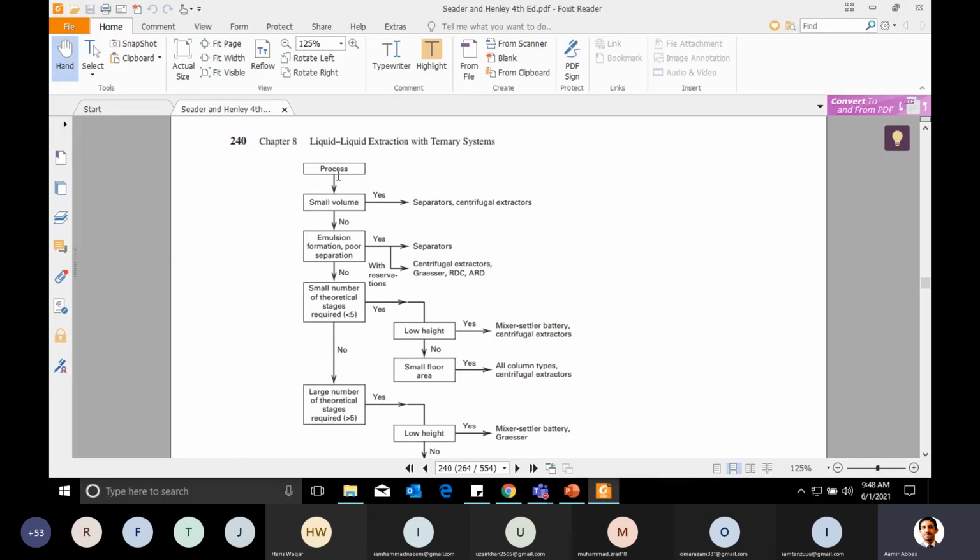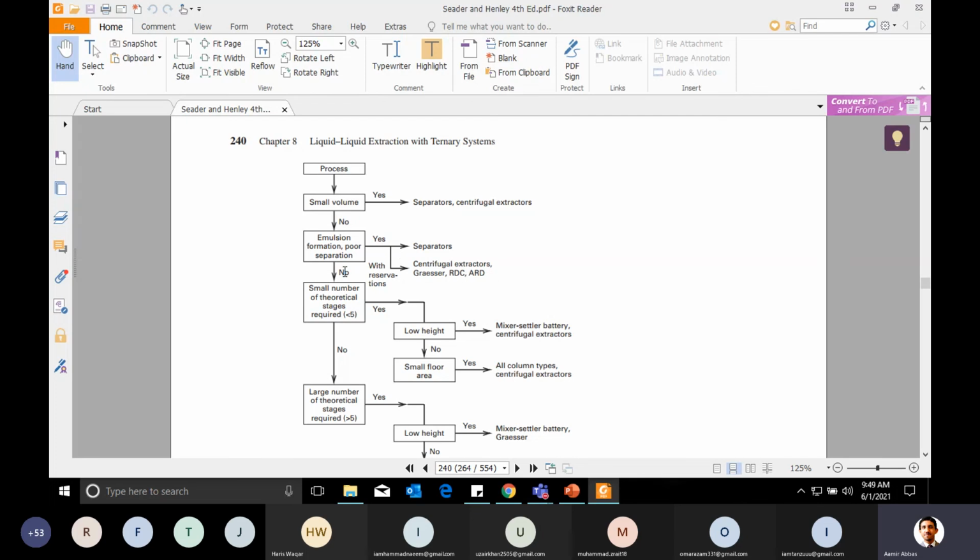So first, is your process of small volume? If yes, then you can go for simple separators involving centrifugal extractors. If it is large volume, you have to handle large volume equipment. Then, can emulsion formation take place, giving poor separation? If yes, then simple separators and centrifugal extractors, or the RDC and ARD, are used.